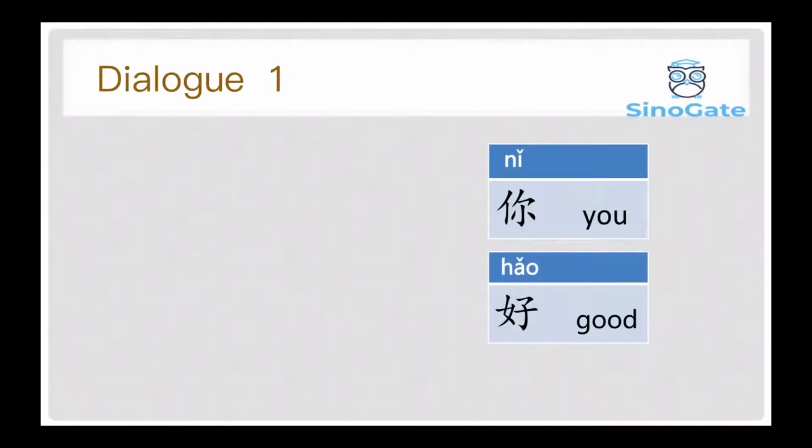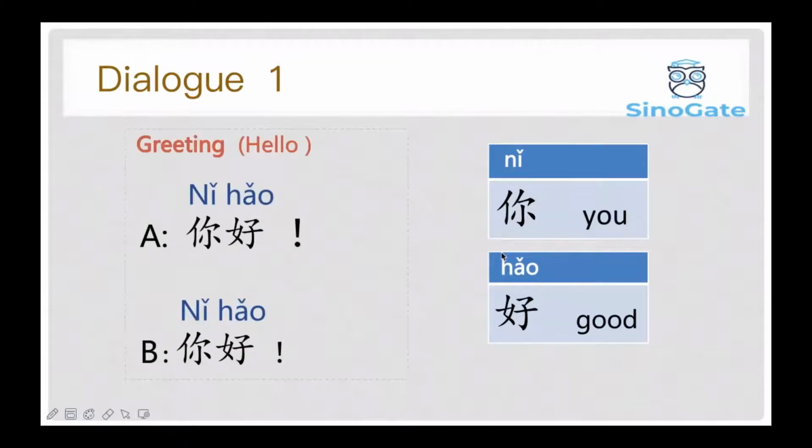So here is our first dialogue with the two words. First one, 你, and second one, 好. Now forming the first dialogue, greeting when you're meeting somebody, start with 你好. Pay attention to the tone sandhi. You see the written one doesn't change, but when you are actually speaking, you change the first one to the second tone. 你好, and the answer for that, 你好.